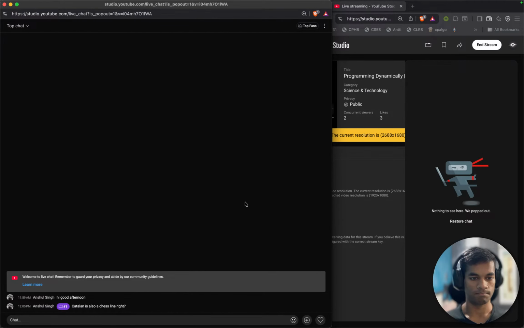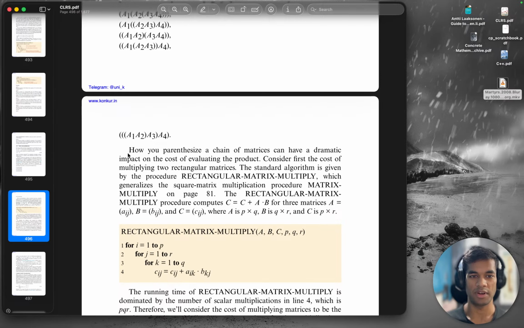And yeah, Catalan is also chess line, right? Should I think so? I don't know. I don't know specifically. I haven't read chess theory. I know about Sicilian defense and Caro-Kann defense.